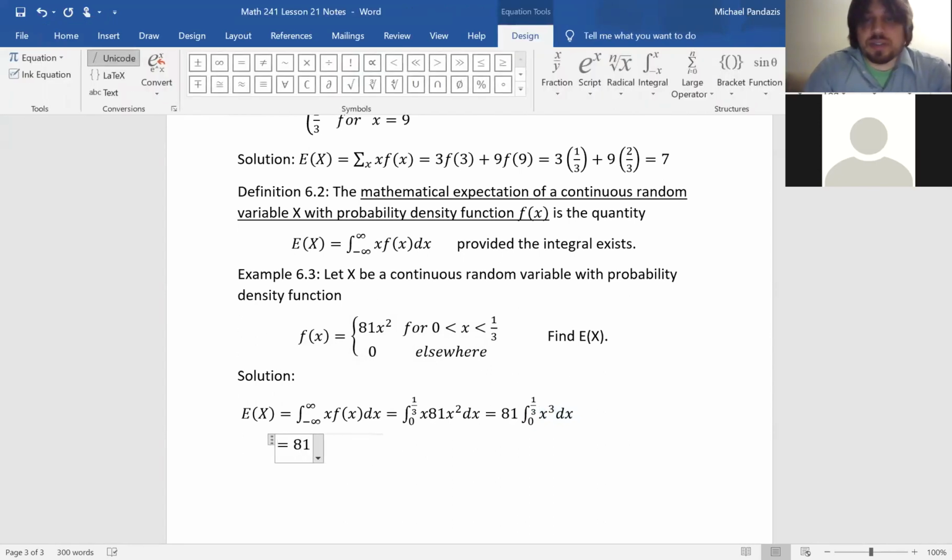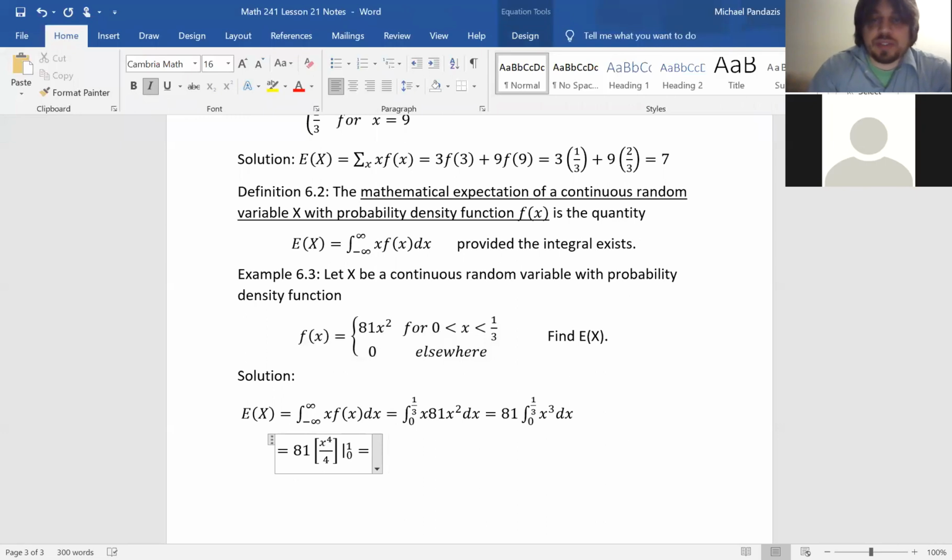This is 81 times, now an antiderivative of x cubed is x to the 4th over 4. Now you're evaluating that from 0 to 1. So this is equal to 81 times 1/4 minus 0. And so this is 81 over 4.